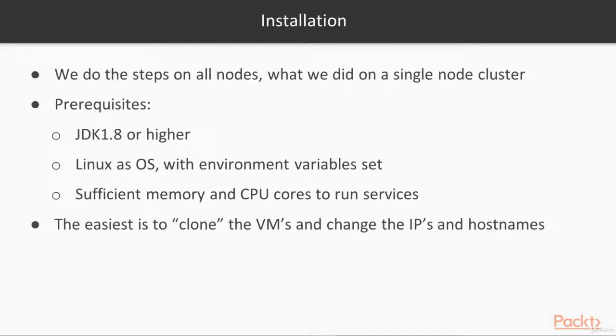So for installation of a multi-node cluster, what we need, we will be following the same steps as what we did in a single node cluster. So we need JDK 1.8 or higher. We need Linux as an OS with environment variable setup. And obviously we should have sufficient resources to run the services. So the easiest way is to clone the VM and change the IP and the host name. So we have already set up a single node Hadoop cluster. What we can do is we will just clone the VM, change the IP and the host name, and we will be ready for the multi-node cluster.